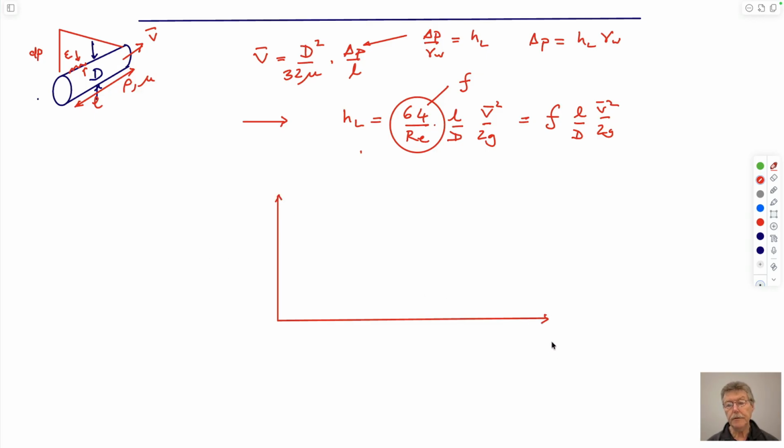So it's a log-log scale. It's a Reynolds number, which is equal to the average velocity, the density of the fluid, and a characteristic dimension. You could use length as a characteristic dimension or the roughness, but it's most logically the diameter.